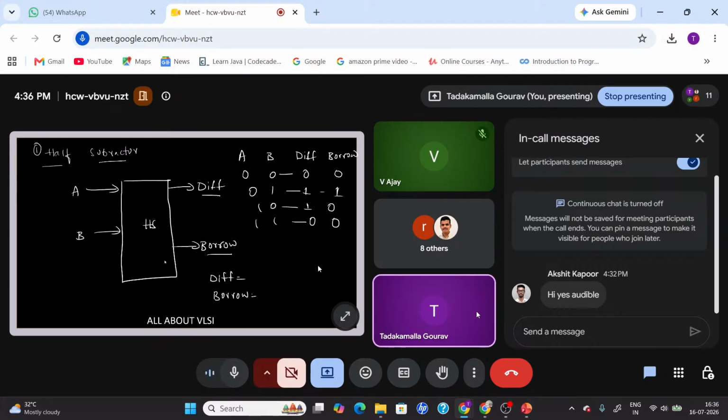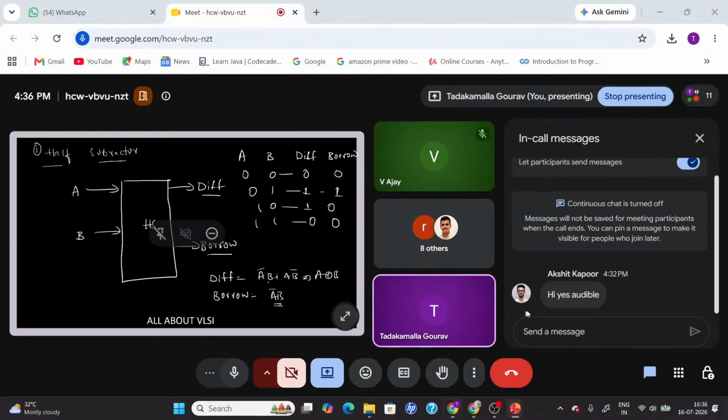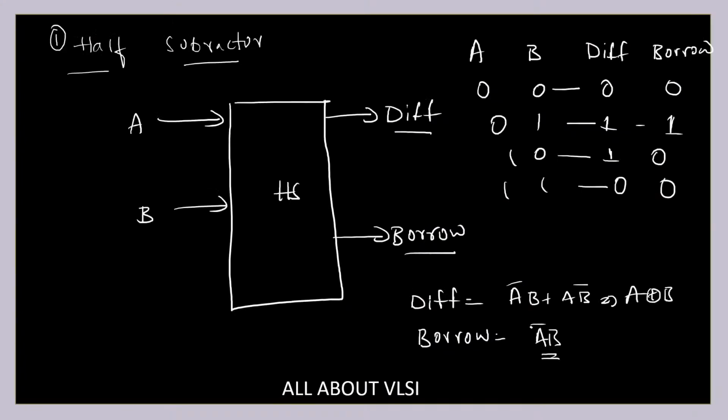Okay, simple. Difference has the minterms 1 and 2, which is A' B plus A B', which is nothing but A XOR B. And borrow has the equation A' B. That's it. So this is the equation for my difference, and this is the equation for my borrow. If you carefully observe, the equation for difference of the half subtractor is the same as the equation for the sum of the half adder.